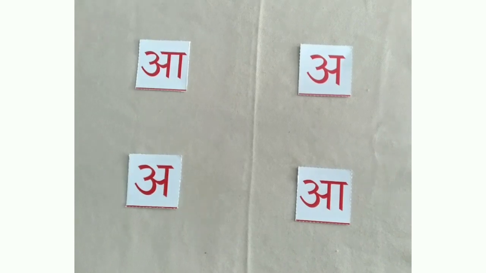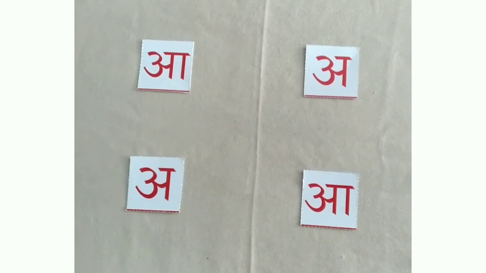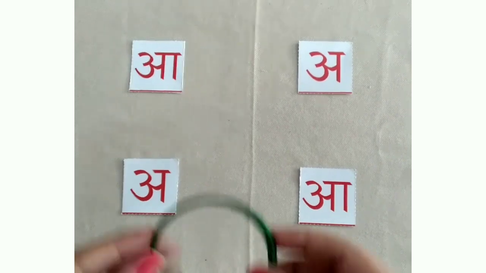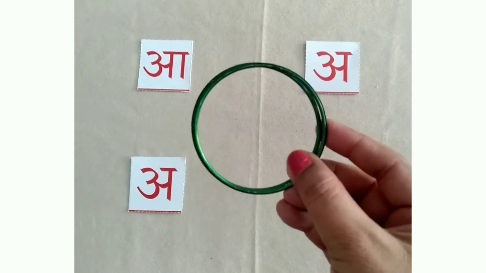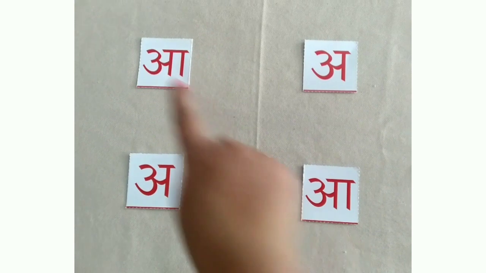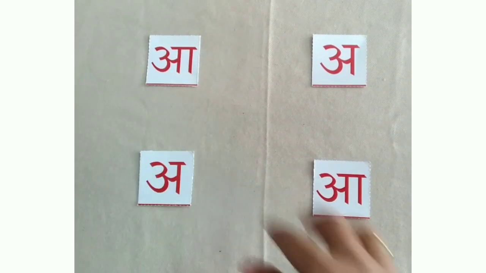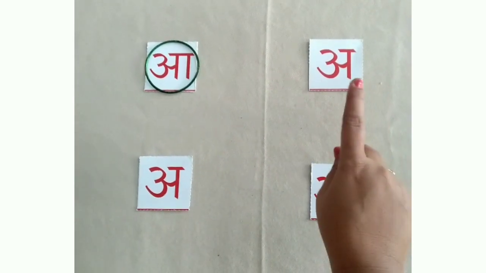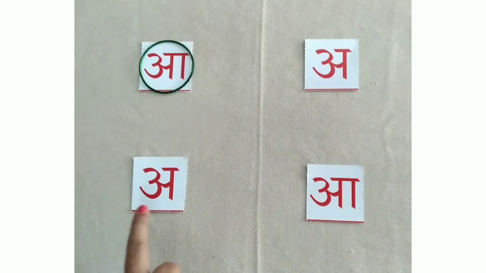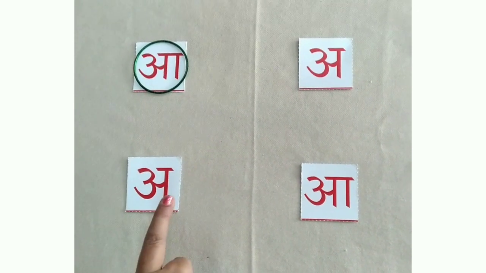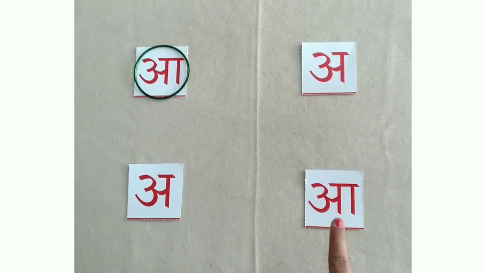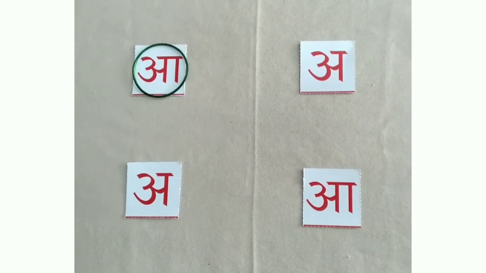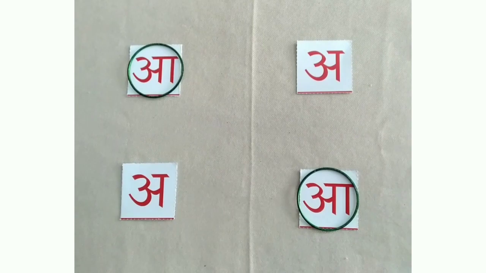Let's do an activity related to Swar A. Here are Swar. We will put bangle on Swar A. Is this Swar A? Yes, so we will put bangle on it. Is this Swar A? No, so we will not put the bangle. Is this Swar A? No, so we will not put the bangle. Is this Swar A? Yes, so we will put bangle on it.